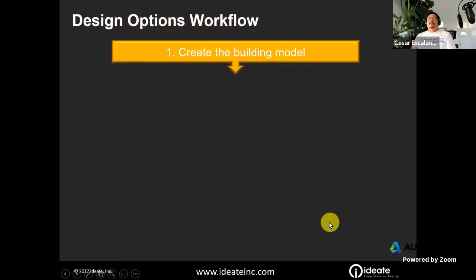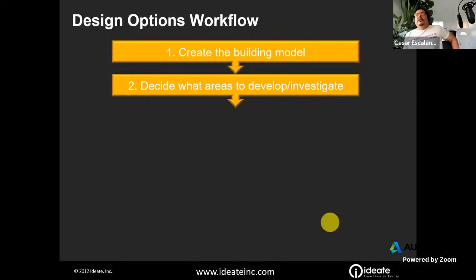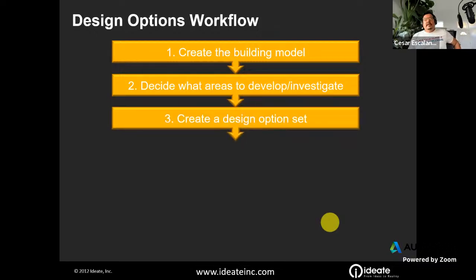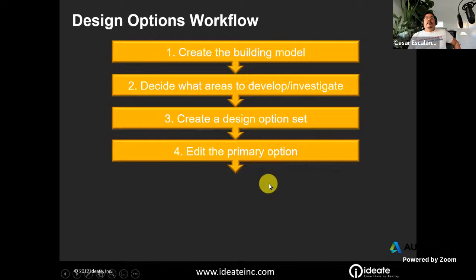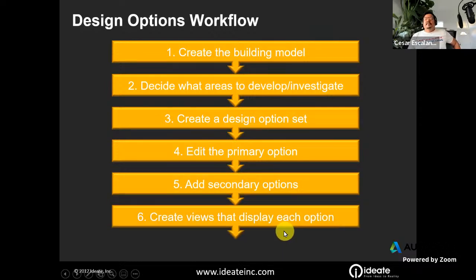So in a nutshell, you have the model. Then you decide what is the design options, the option set you want to investigate. Create the option set. You add the primary option and build it. Add additional options 2, 3, and 4. And then for each of the options, you associate a design option to specific views using visibility graphics. You render these options, show them, discuss them with the client.